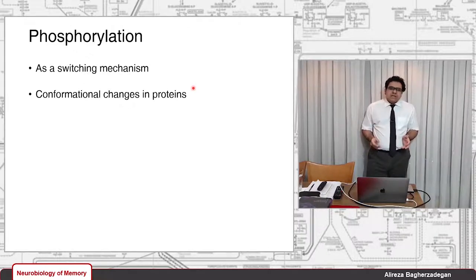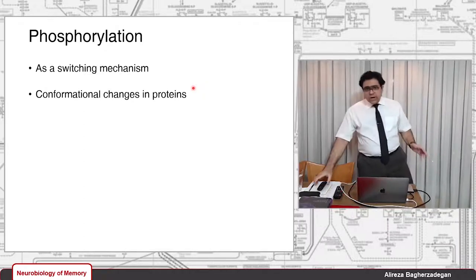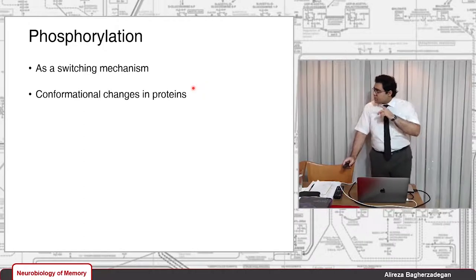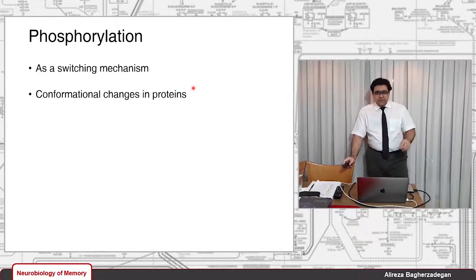The conformational changes can be very small and happen in a very small portion of the protein, or they can be radical and change the whole 3D structure of a protein. So this is why phosphorylation can act as a switching mechanism. It may cause a conformational change.